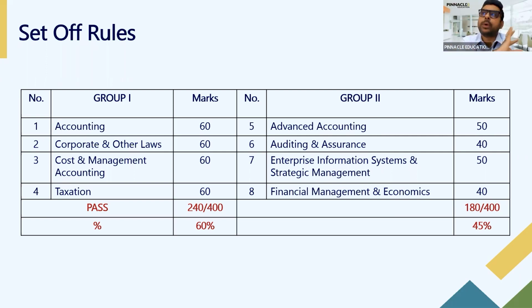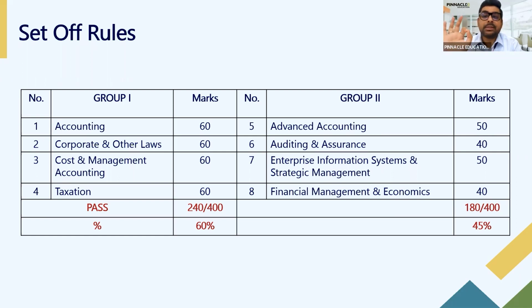Meaning, let's say you did group one in one attempt, and 6 months later you gave group two separately. Now look at your group two score individually. You scored 50 marks in advanced accounting, you scored 40 marks in auditing, 15 EISSM and 14 FM. Now you have scored a minimum of 40 in each paper. You satisfy the first condition. But as an aggregate, if you sum it up, you scored 180 out of 400, that's 45%. So that's less than 50%.